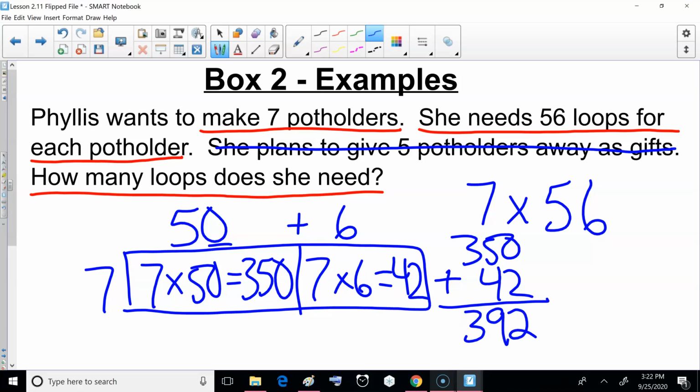Since it's a word problem, I'm going to go back to it. How many loops? So I need 392 loops. So you can see, once again, we had another problem that had extra information in it. So we got to make sure we get rid of that and don't include that into our equation because that's going to throw off our answer. So you can pause it right now and show the work for this multiplication problem to help you out again. And make sure you have labels when we do our word problems.